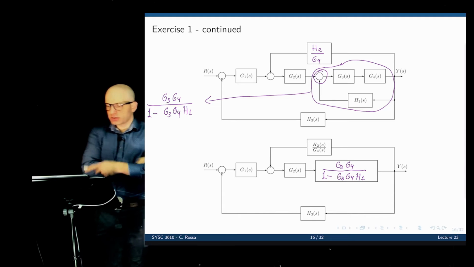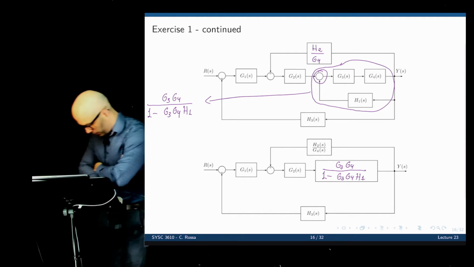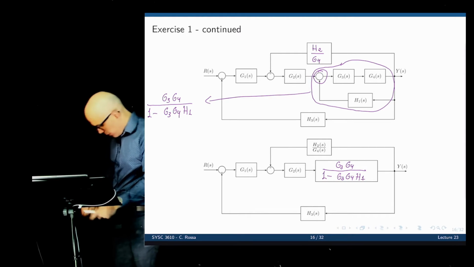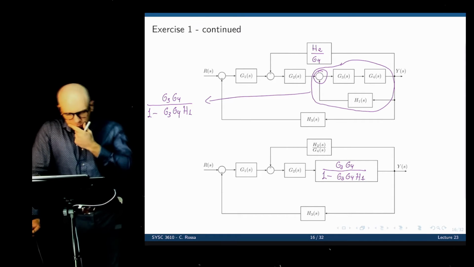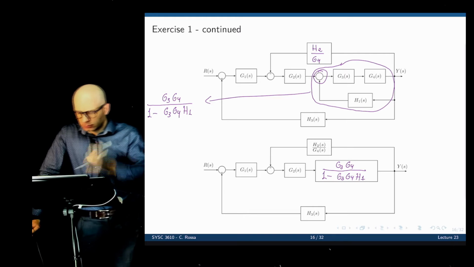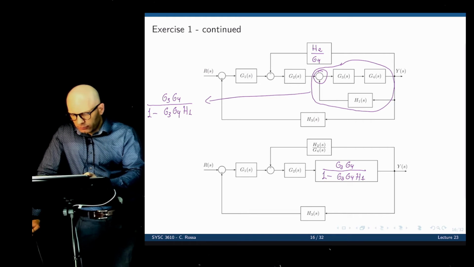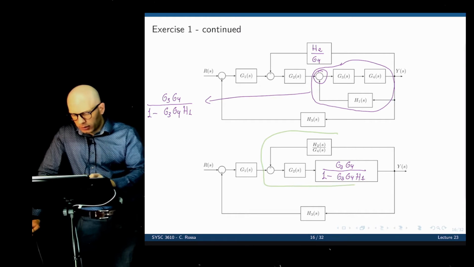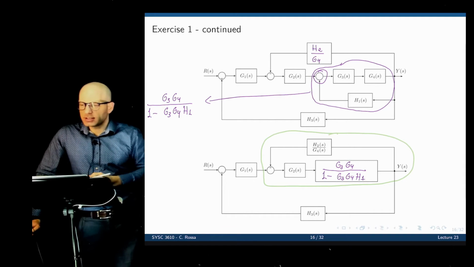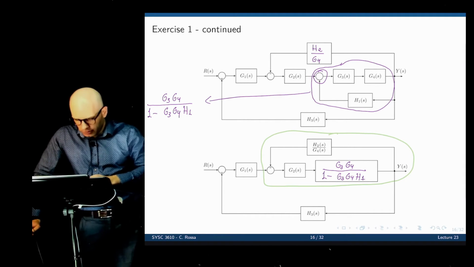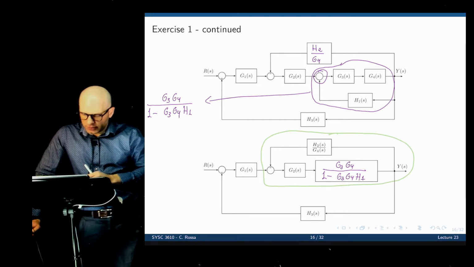What do we do next? What is the next operation? How can we continue our simplification? Would you do the loop with H2 over G4 of S? Very good. We would do this feedback loop, which is going from the top, but mathematically is exactly the same as those that go from the bottom. We can now simplify this whole thing.